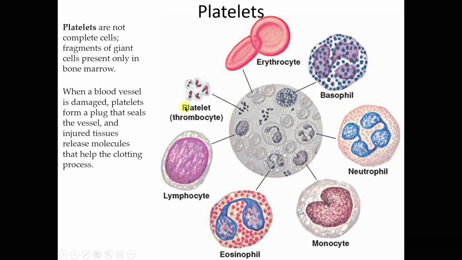Now, these are platelets. Platelets are also known as thrombocytes. Platelets are not complete cells. They are fragments of giant cells that are present only in the bone marrow. When a blood vessel is damaged, platelets form a plaque that seals the punctured blood vessels, right? And injured tissues release molecules that help the blood clotting process.